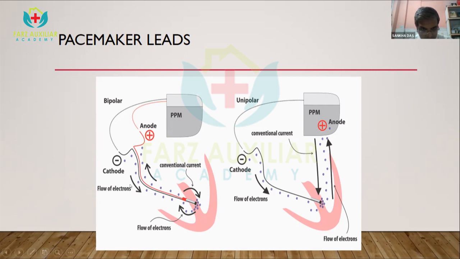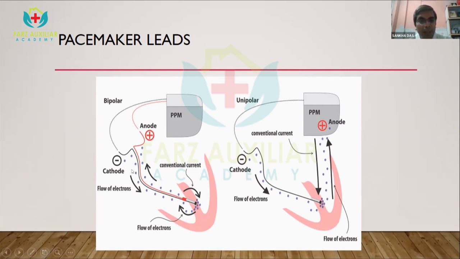On the left side, there is a picture of a bipolar lead, and on the right side, a picture of a unipolar lead. In the older times, the pacemakers mostly had unipolar leads. The cathode is positioned at the tip of the lead, and the anode is basically the pulse generator. There is a flow of electrons from the cathode to the anode, a flow of current. You can see here the anode, the positive end, and the cathode, the tip, and the flow of electrons or current.